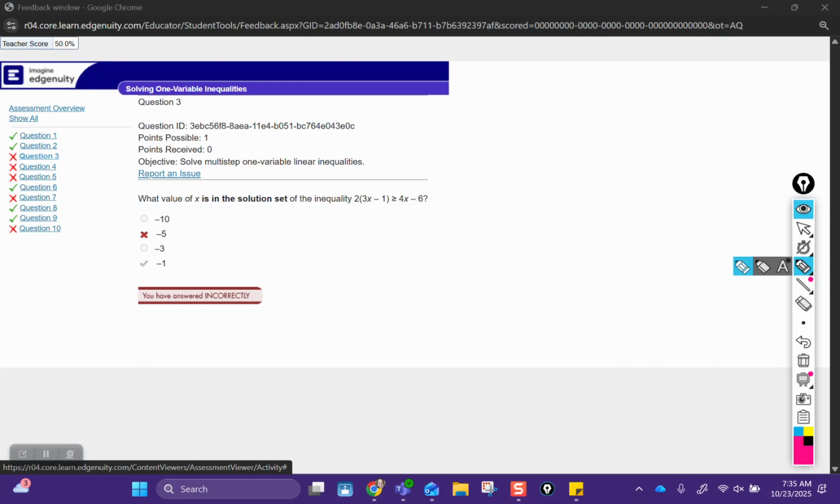So if I'm plugging in negative 10, we have 2 times (3 times negative 10 minus 1), and that's greater than or equal to 4 times negative 10 minus 6. So we just have to compute this. We start inside the parentheses. 3 times negative 10 is negative 30. Negative 30 minus 1 is negative 31. Times 2 is negative 62. Then on the right-hand side, we have 4 times negative 10, that's negative 40, minus 6 is negative 46.